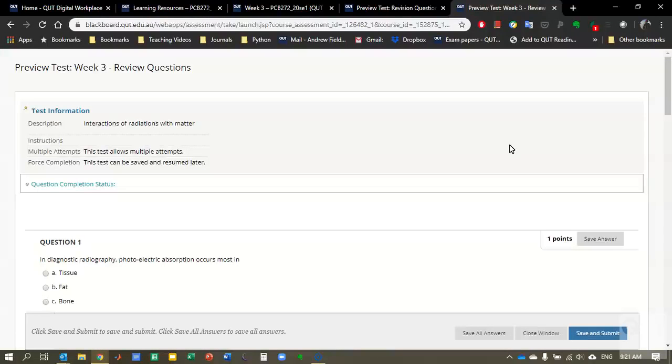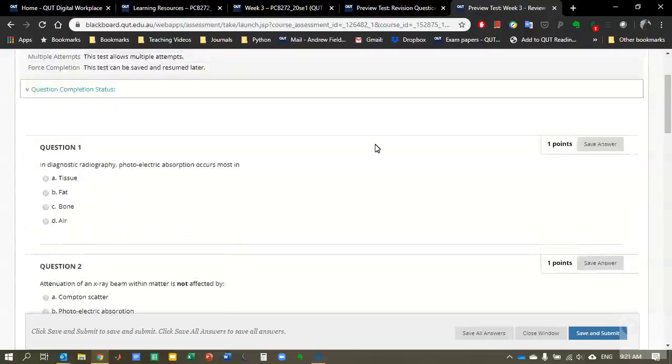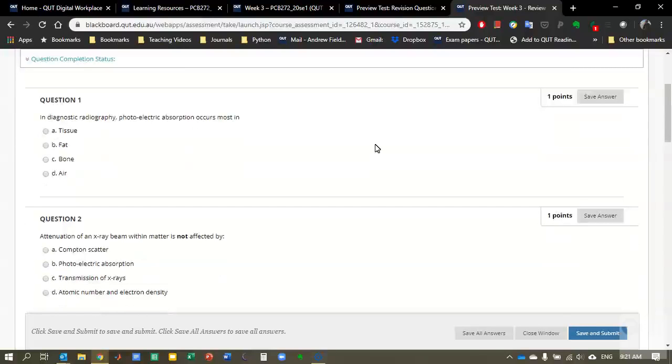So I'm going to go through the review questions from PCB272 that I set for week 3, and these can be found on Blackboard. Question 1 is about diagnostic radiography, and a question about when photoelectric absorption occurs the most. Which one of these 4 materials has the most significant likelihood for photoelectric absorption to occur? Well, the answer is bone, and that's because this has the highest effective atomic number.